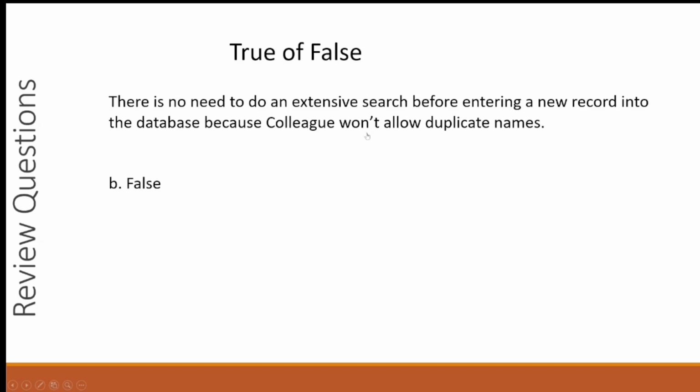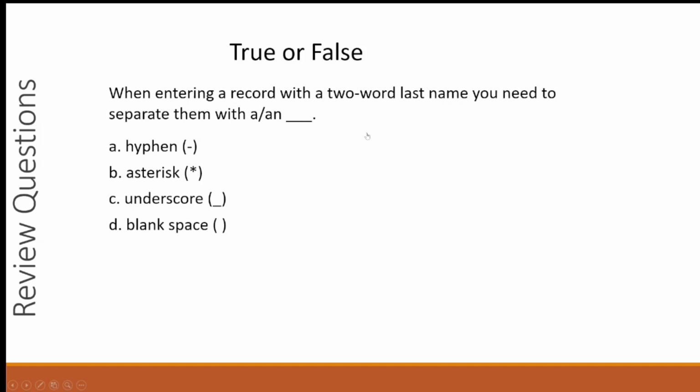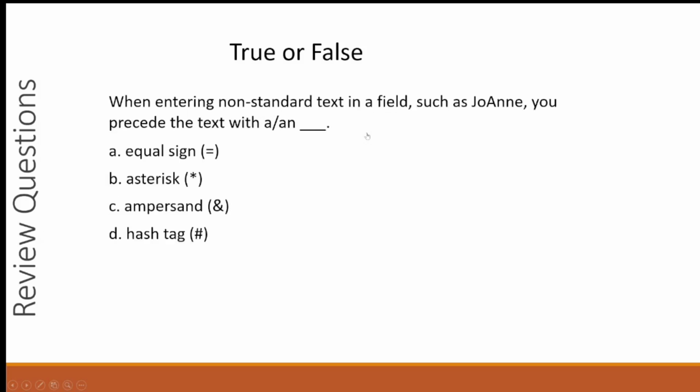There's probably other David S. Wymans out there. Maybe even other David Scott Wymans out there. And if they come here to work or to be a student, they have to be allowed to put them in using their name. They'll just have a different ID number. All right, when entering a record with a two-word last name, you separate them with, if you said underscore, then you are correct. When entering non-standard text in a field, such as JoAnne, you precede the text with, yep, an equal sign. I know you got that one right.